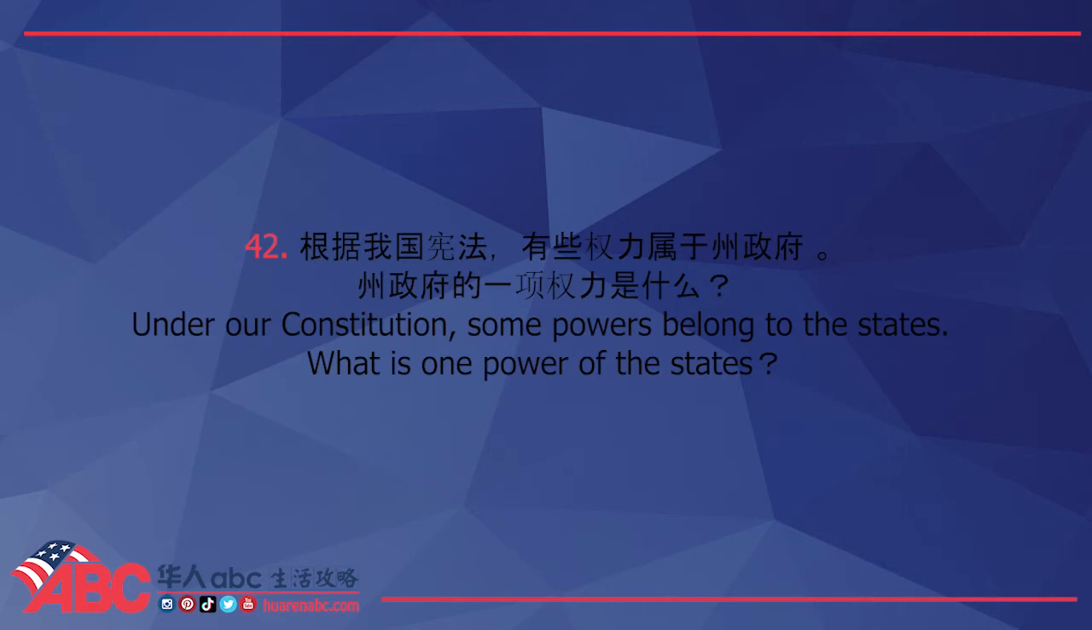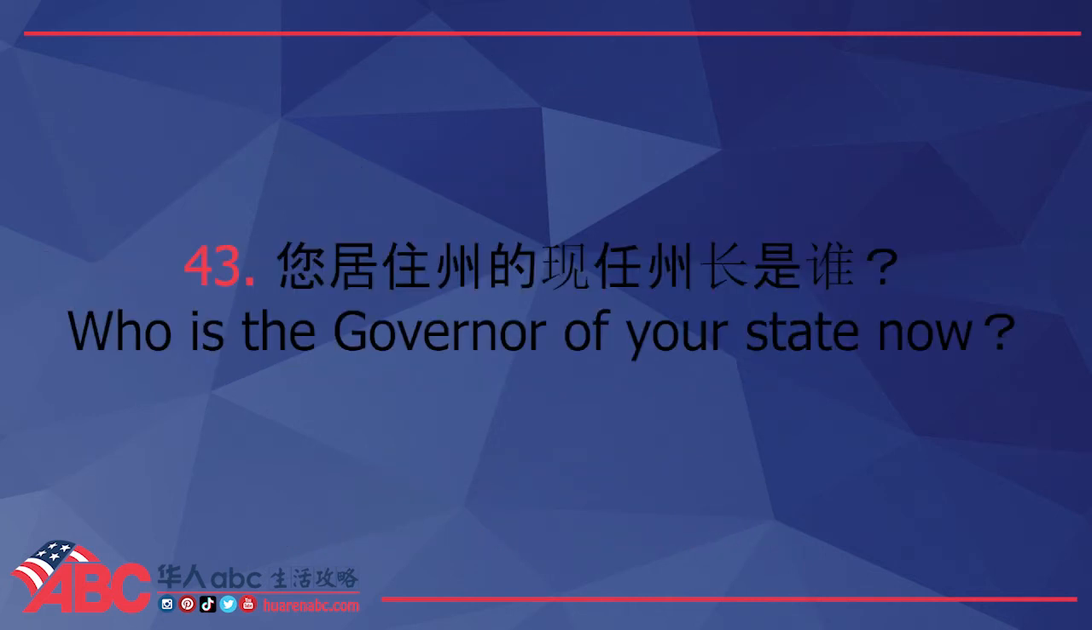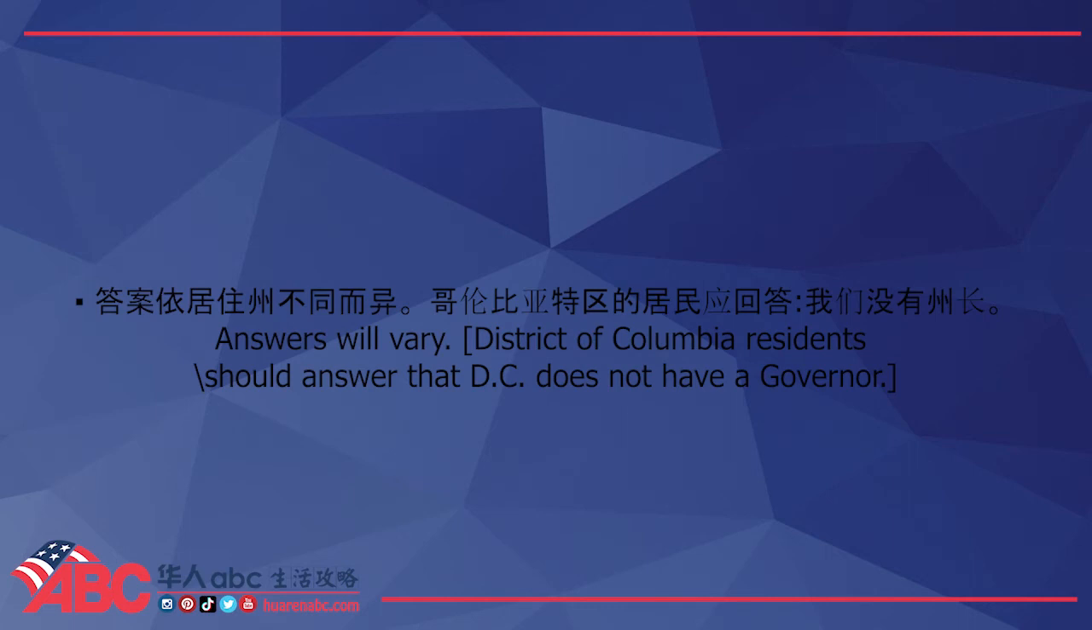Under our Constitution, some powers belong to the states. What is one power of the states? Provide schooling and education. Provide protection. Police. Provide safety, fire departments. Give a driver's license. Approve zoning and land use. Who is the governor of your state now? Answers will vary. District of Columbia residents should answer that D.C. does not have a governor.